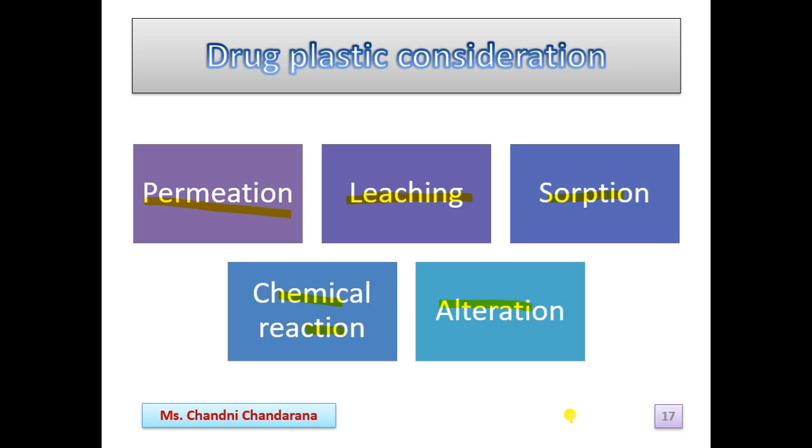Now this is all about containers. In the next lecture we will see the closures as a packaging material.